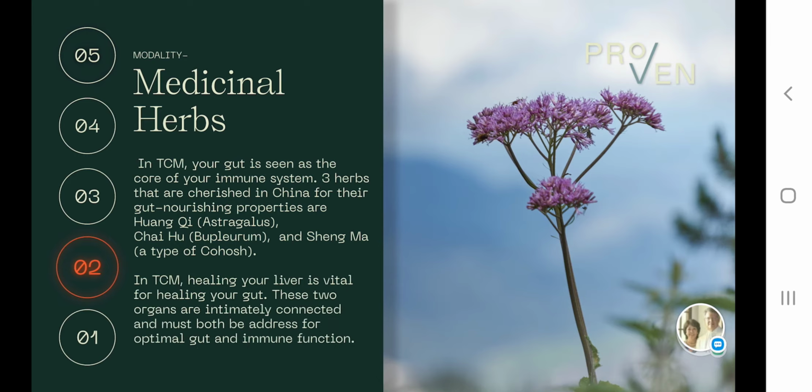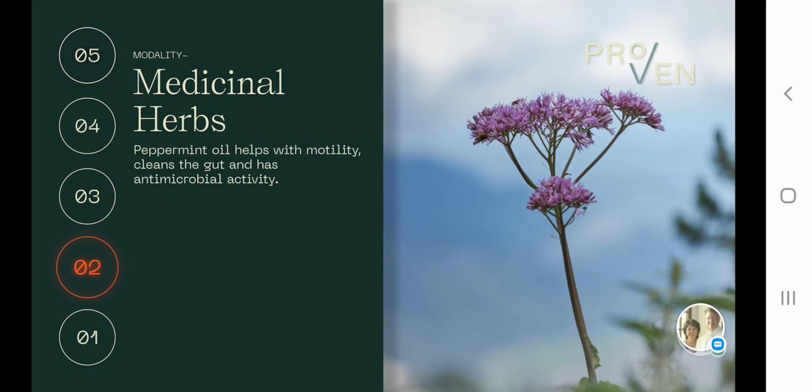In TCM, liver pathology also can impact digestion and cause problems. Who knew that treating the liver would be good for the gut? Well, Asian physicians knew a few thousand years ago. Dr. Martinez then told us stories of her foraging for yerba buena, or wild mint, with her grandmother when she was a child. We now know that peppermint oil helps with motility, cools inflammation, cleans the gut, and has antimicrobial activity.